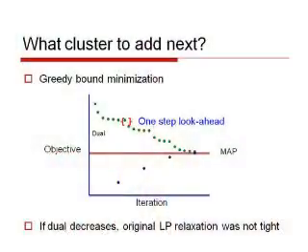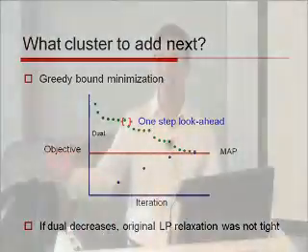So the key question: which cluster do we add next? Unfortunately, I don't have a very elegant solution to this. I have a very simple solution. What we do is a greedy bound minimization algorithm, and this very strongly takes advantage of our having worked in the dual linear program.